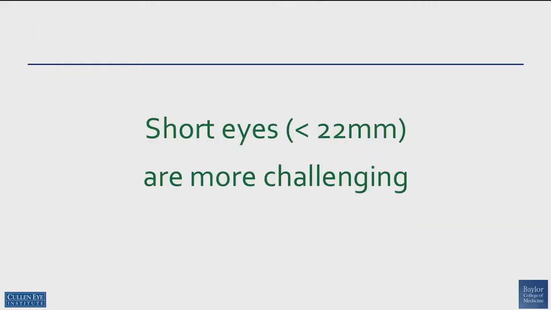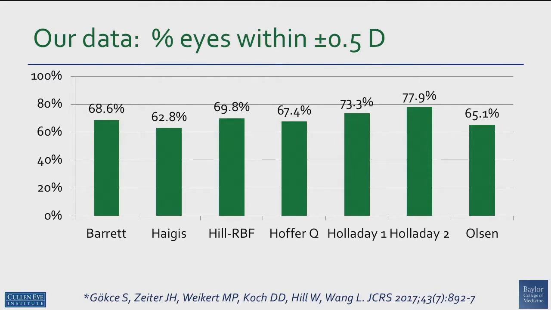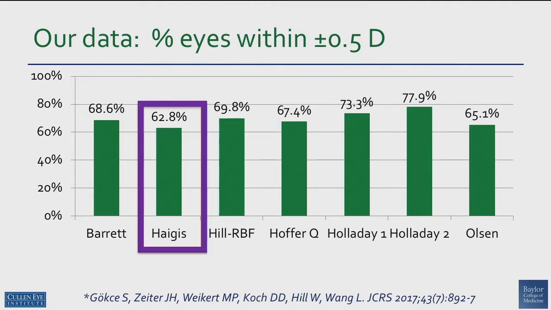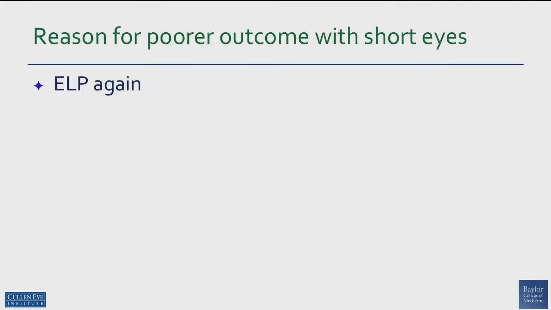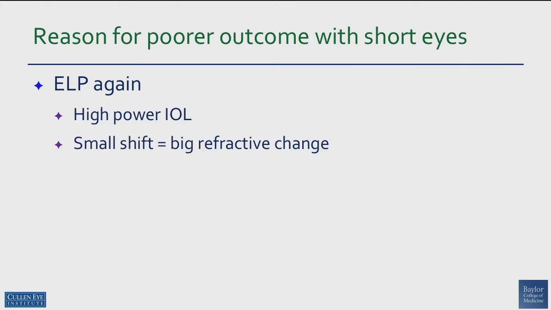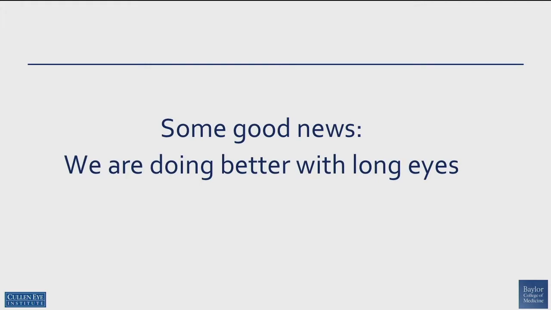Short eyes are more challenging. The data we reported had an accuracy within a half diopter, for eyes of 22 millimeters or less, of 63 to 78%, with the Holladay 2 doing best, although there wasn't really any significant difference among them. The reason for the poor outcome is the ELP quandary again, because you have a high-powered IOL in a small, tight anterior chamber with variable lens thickness and preoperative anterior chamber depth, and a small shift gives you a lot of refractive change.